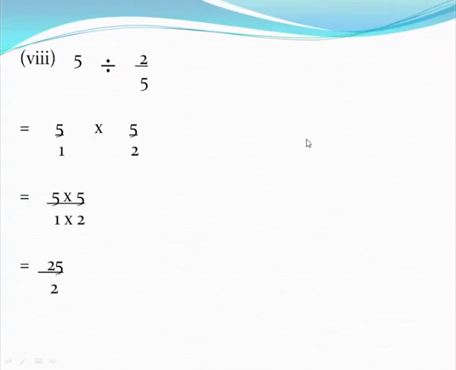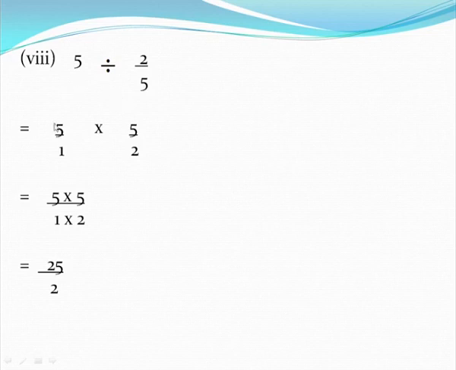Now last example, 5 divided by 2 upon 5. Now here children, if you see, the first number is an integer, the second is a rational number. Now when there is no denominator, we will consider 1 as the denominator. So 5 is equal to 5 upon 1. Now when we convert division into multiplication, we take the reciprocal of the second. So reciprocal of 2 upon 5 is 5 upon 2.